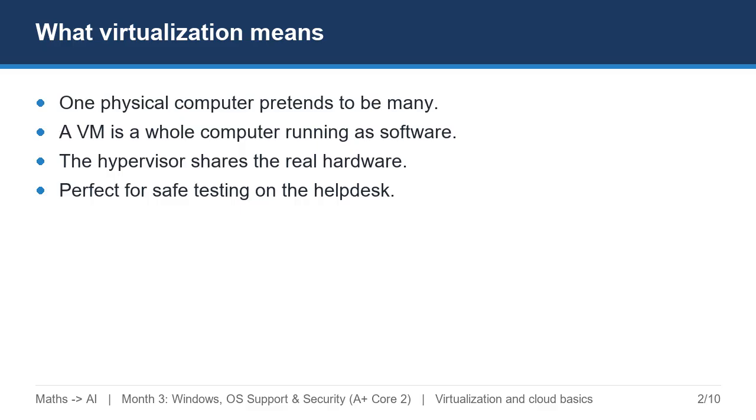Virtualization lets one physical computer pretend to be many. A virtual machine is a complete computer, with its own operating system, disk, and network, running as software inside another machine. The thing that makes it possible is the hypervisor, the software layer that shares the real hardware among several VMs and keeps them isolated. For us, that means a throwaway machine to test a risky fix safely.